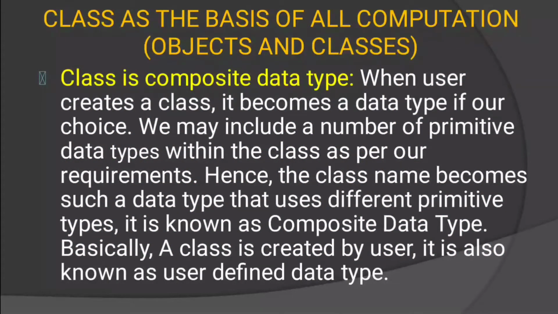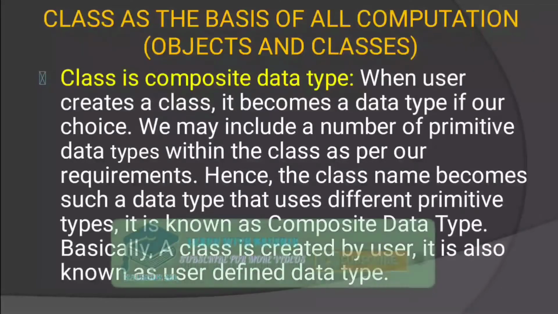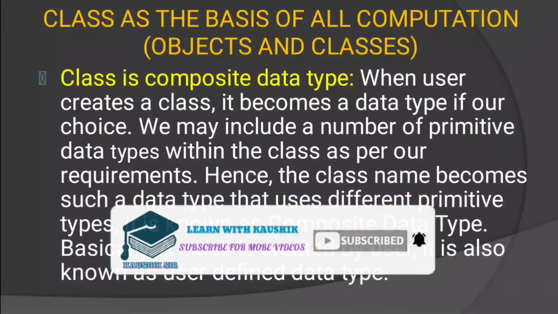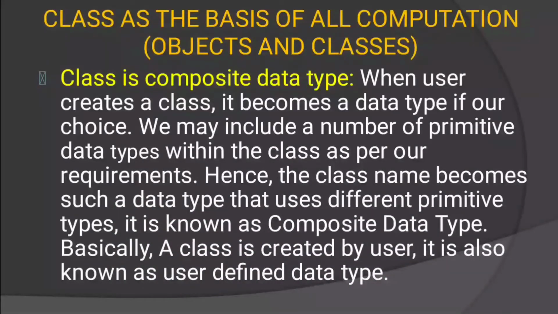Class is a composite data type. Like that question will come: class is a composite data type, define. If a question like that comes, then you write this. When the user creates a class, it becomes a data type of our choice. We may include a number of primitive data types within the class as per our requirement. Hence, the class name becomes such a data type that uses different primitive types. It is also known as a composite data type.